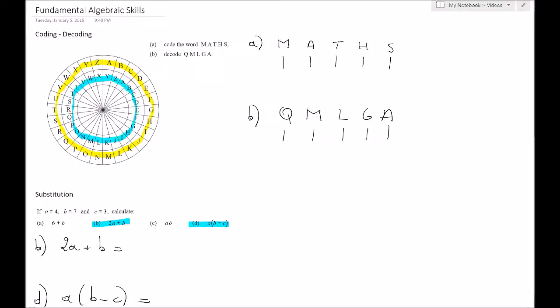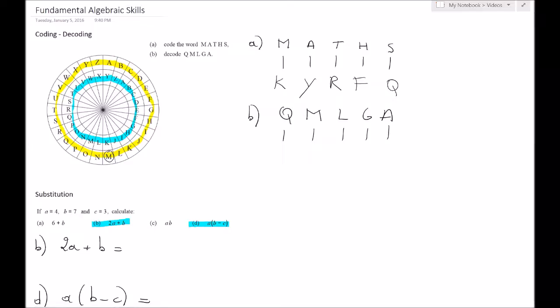Okay, first exercise, we have to code the word maths into the code. So as I can see, I'm going to go from the outside circle to the inside. So M stands for K when you code it. A is going to be coded into Y. T is coded into R. H is coded into F. And S is coded into Q. So the word maths in code will be K, Y, R, F, Q.